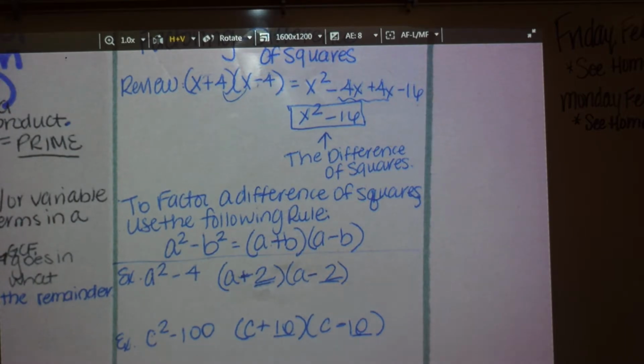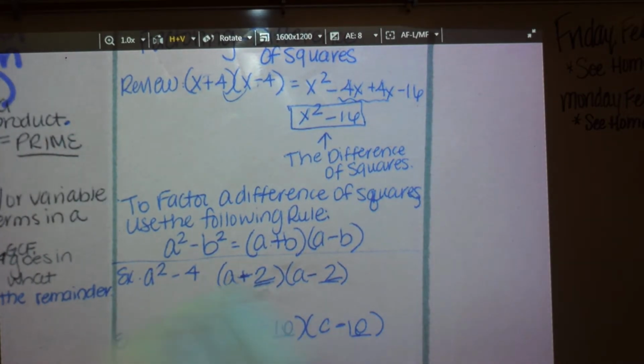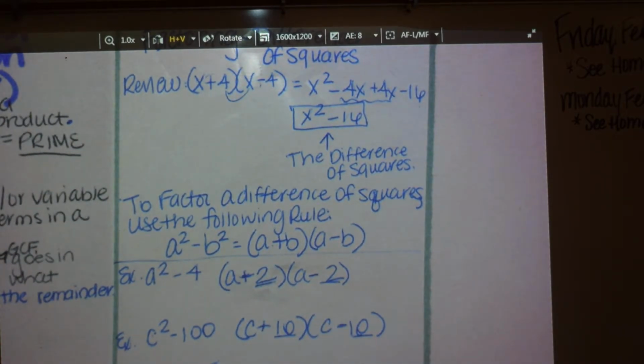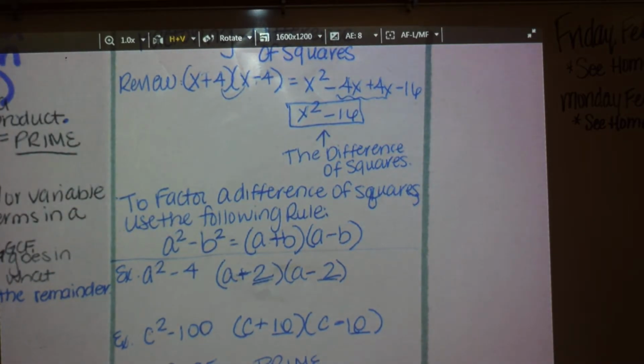Okay, one more actually. K squared plus 25. Because there is an addition sign, we can't factor it, nothing will work, so it is prime. This will not work for a difference of squares. We have our rule, we have to follow it.